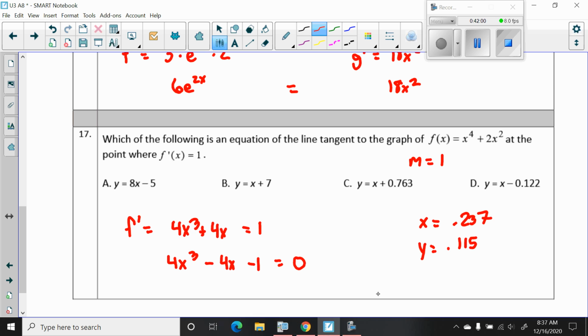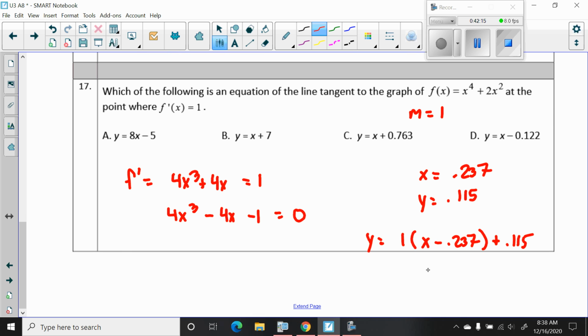So writing the equation of a tangent line, we'd write y equals 1 times x minus 0.237 plus 0.115. So we'd get 1x minus 0.237 plus 0.115. I guess it's that one. The difference between these, 237, 115, we have decimals, 2, 2, 1. And it'd be a negative because that one's larger. There we go. Letter D.